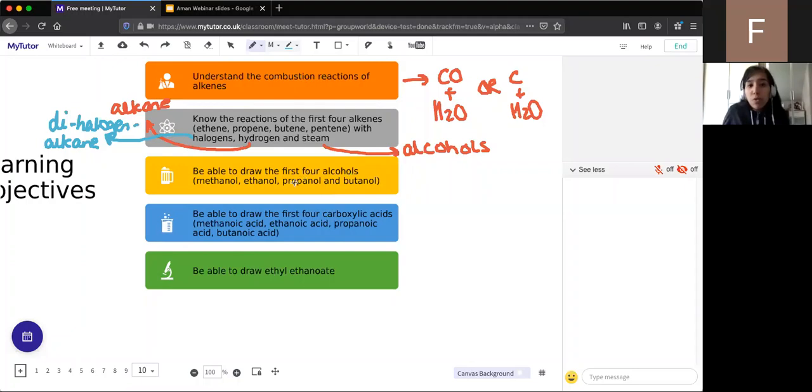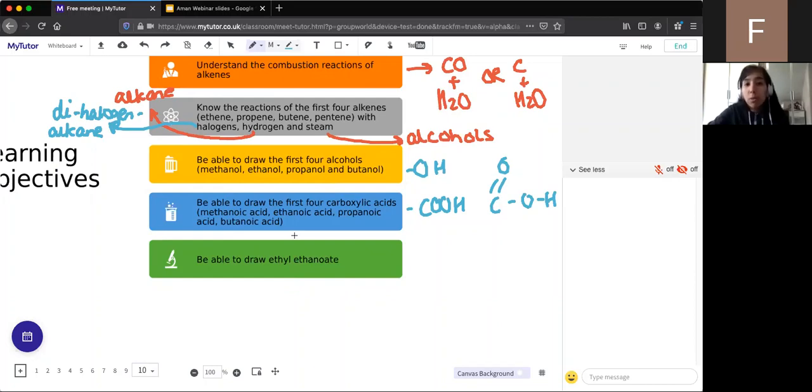Be able to draw the first 4 alcohols. I've drawn lots of those today, so hopefully you know what they look like, but we're looking for the OH group. Carboxylic acids, again, I've drawn a couple of those today. So the COOH group, and remember, there's a double bond there. And then ethyl ethanoate, I also drew that earlier. So it's an ester, so you need to be able to draw that. So that's what we covered yesterday.